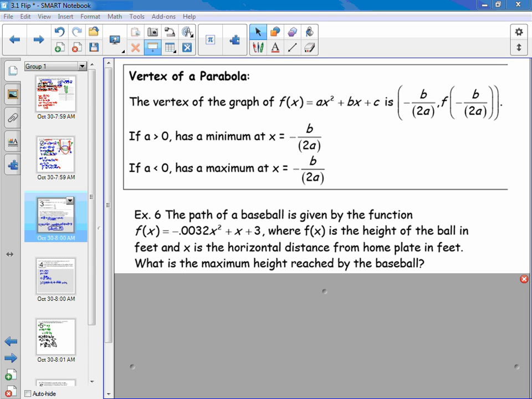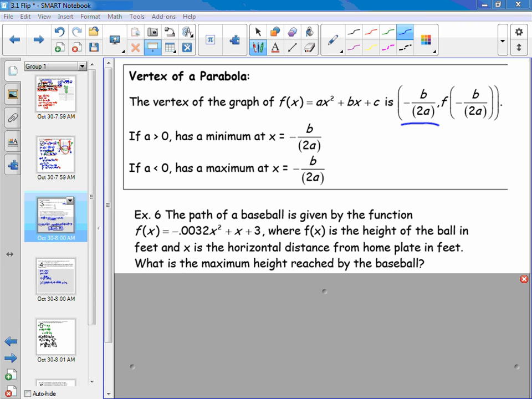A way in which we can find the vertex of a parabola when it is written in standard form is to utilize the following information. All right. We talked about this a little bit in class before, but to find the x-coordinate of the vertex, we can utilize this info: the x-coordinate will be equivalent to negative b over 2a.